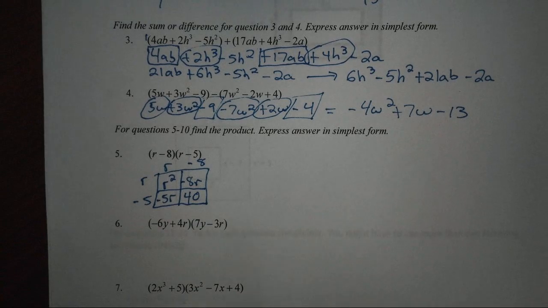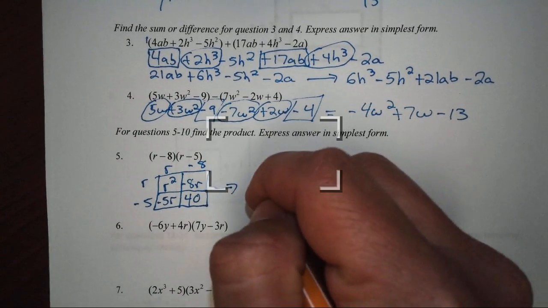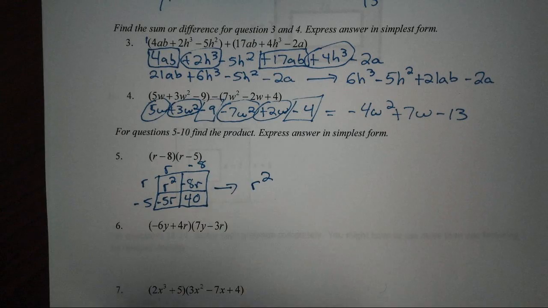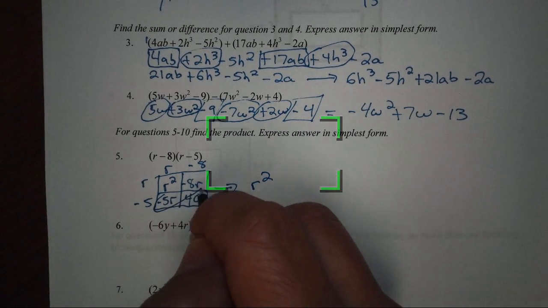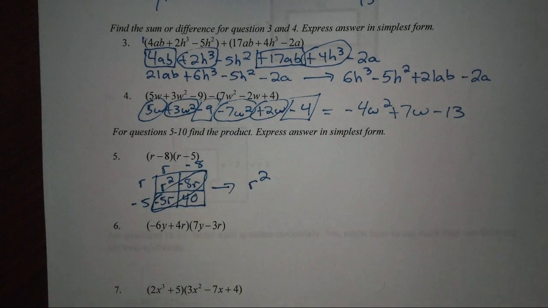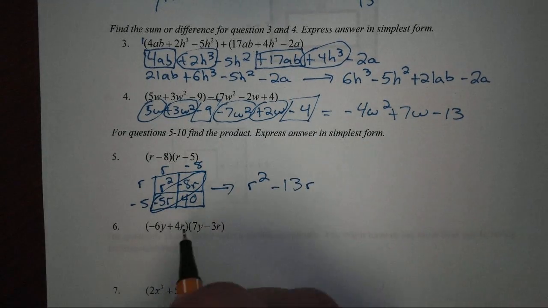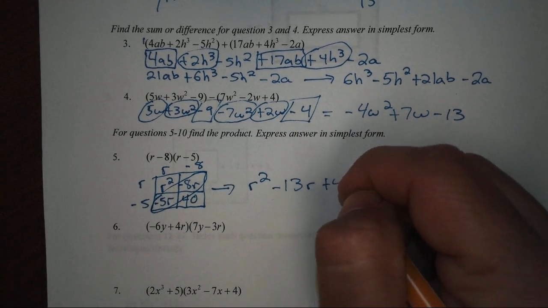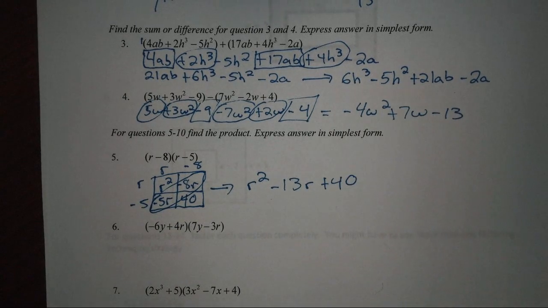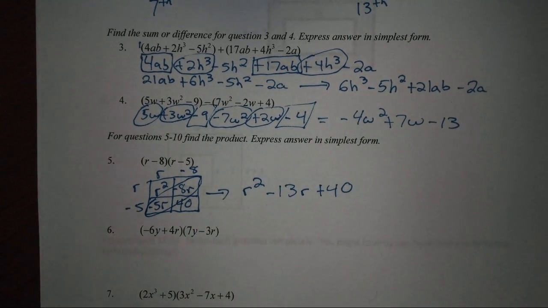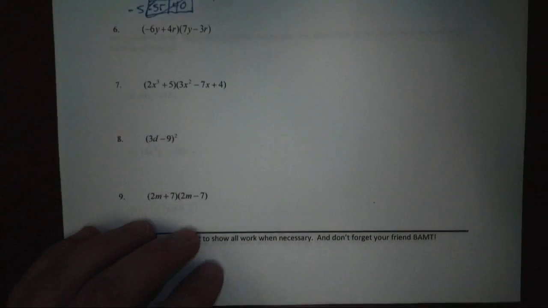Now we're going to combine like terms again. So we're going to make our grocery list into one and put the things together that are the same. So we don't have any r squareds, except for the first one, so we're just going to write r squared. But then we have this negative 5r and this negative 8r. Well, they can be combined to make negative 13r. Then we've got that 40 with nobody, so that just becomes a plus 40. And then that's our answer for number 5. So again, when you combine like terms, the variables don't change. That's the number in front.